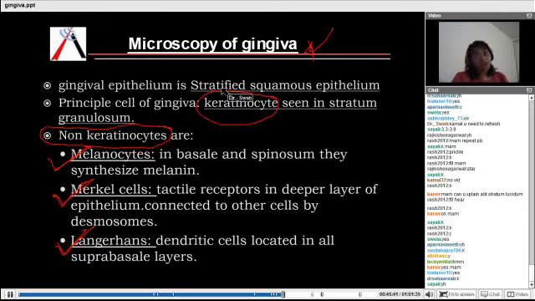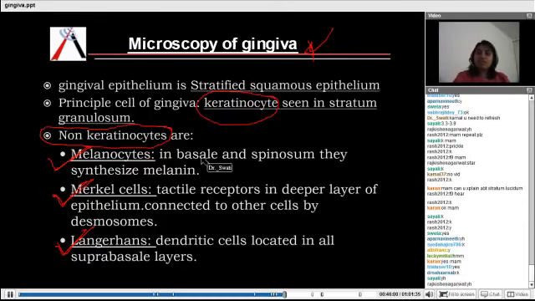So melanocytes synthesize melanin. This melanin can be eaten by the cells called melanophores. If you have your keynote, just scribble down the word melanophores. Melanophores are nothing but the cells which can phagocytose the melanin and store these melanin pigments in them.